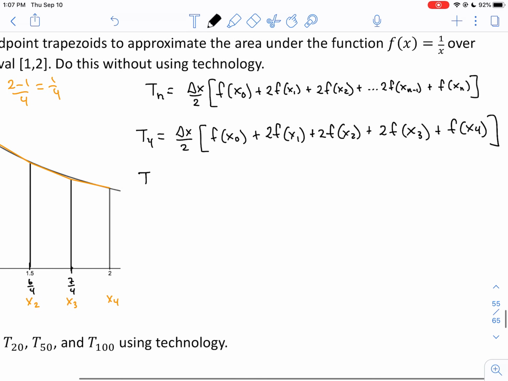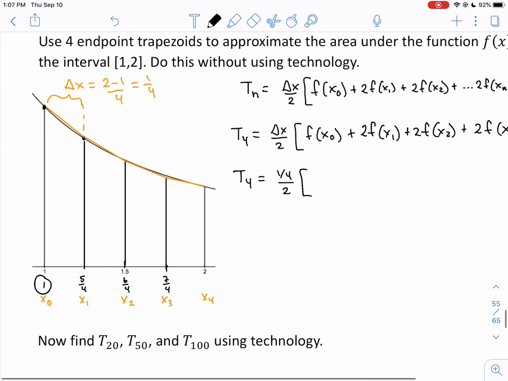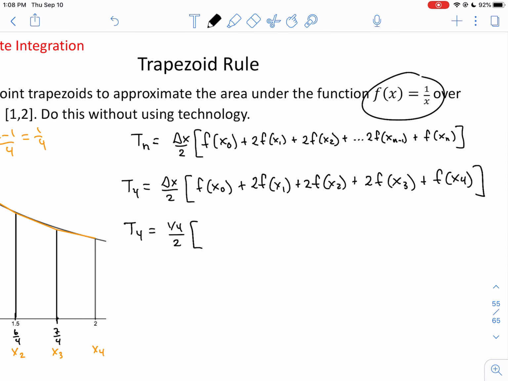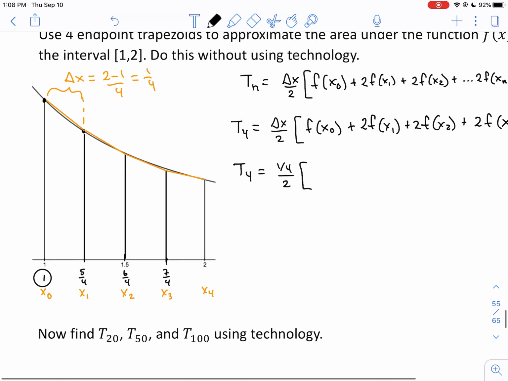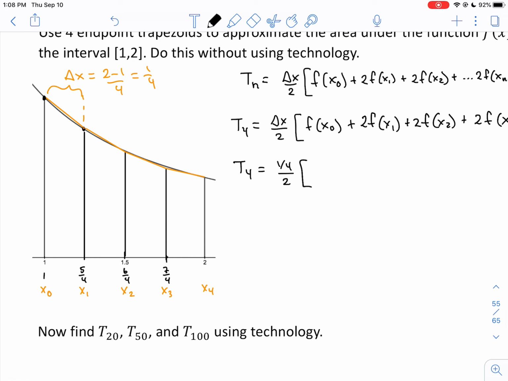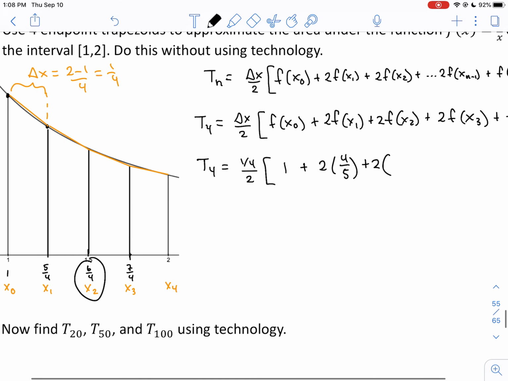Alright, so specifically in this case here, we get 4 trapezoids, delta x was a quarter, so we have a quarter divided by 2. We're going to plug in 1 into the function. Now keep in mind the function is still 1 over x, so you have to invert the x coordinates to get the y coordinates. When you invert 1, you get 1. Then we're going to double. Now plug in x1, plug in 5/4 into the function, which means invert it, so we get 4/5. Plus double, plug in x2. x2 is right here, 6/4. Plug that into the function, you get 4/6. Or you can say 2/3, plus 2.